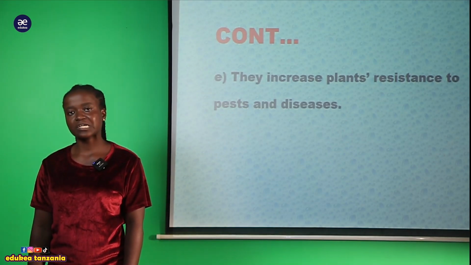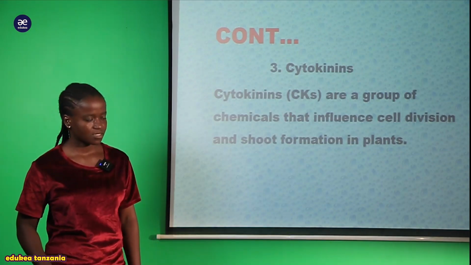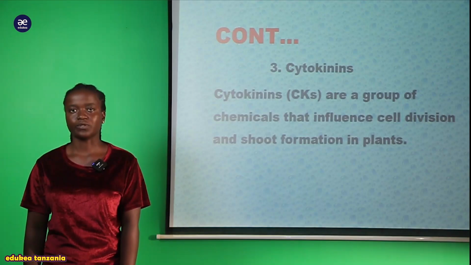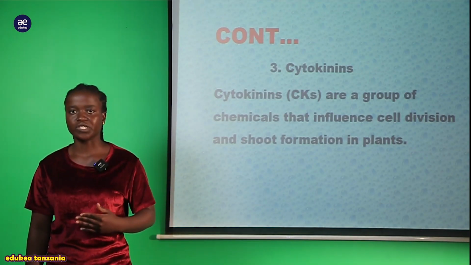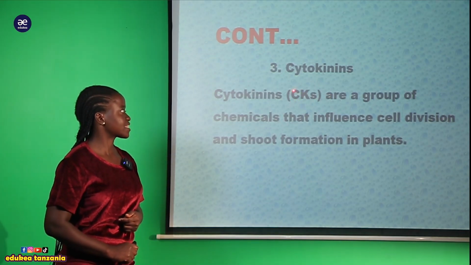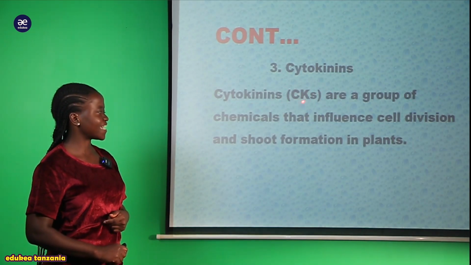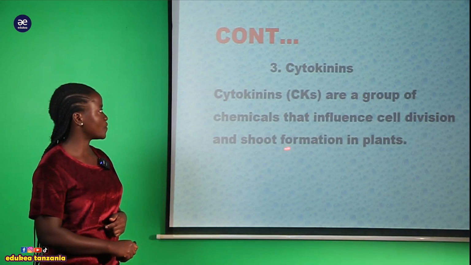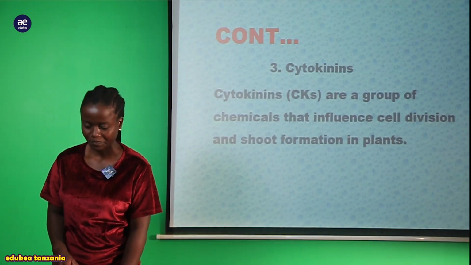So now we are going to start a new hormone, and this hormone is called the cytokinins. It is called the cytokinins. Also, this is a plant hormone. So what are these cytokinins, and what are the functions of them? We are saying that cytokinins are abbreviated CKs. So cytokinins are a group of chemicals that influence cell division and shoot formation in plants.